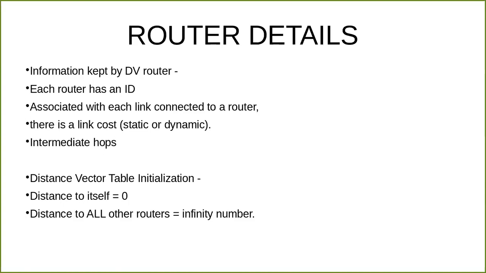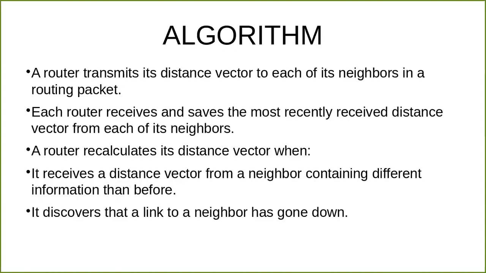Now, distance vector table initialization. Here we will consider that the distance from a node to itself is equal to 0. And initially, when we start the algorithm, we assume the distance to all of the other routers is equal to infinity. While implementing the program, we implement this infinity by putting in a large value. Okay. So over here, in the algorithm, let's see what happens.